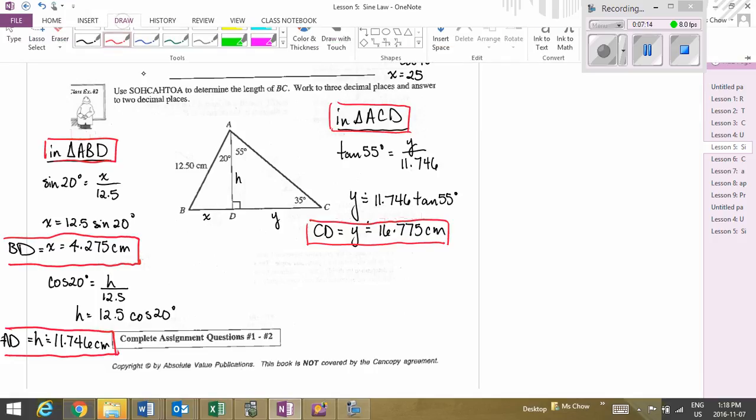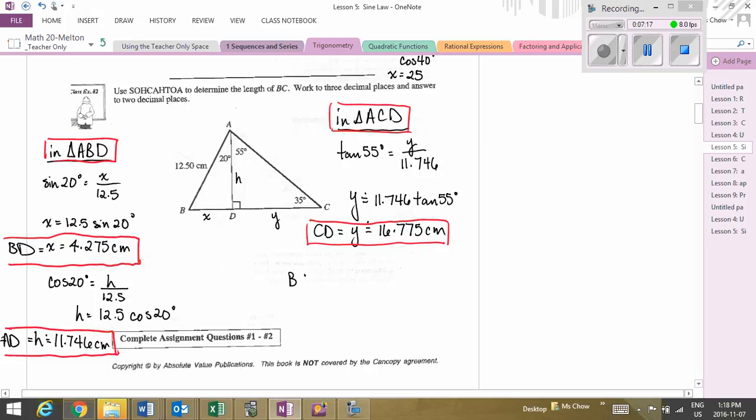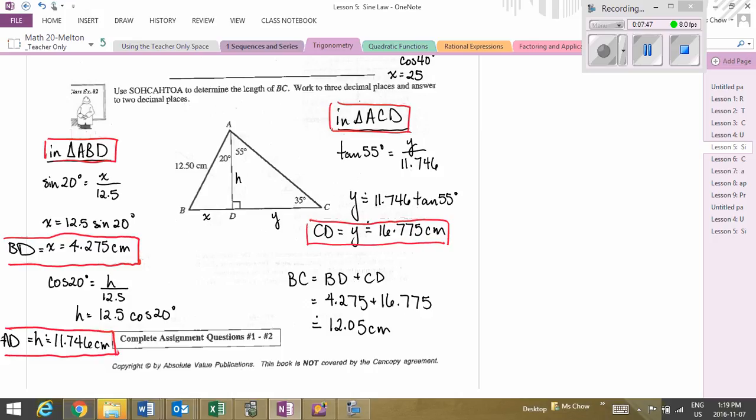And so in order for us to find BC, BC is obviously going to be BD plus CD, so that is 4.275 plus 16.775, which then is approximately 21.05 centimeters. So they've given us to work to 3 decimal places. These are all approximations, and then rounding our answer to 2 decimal places. So this is our final answer for length BC.